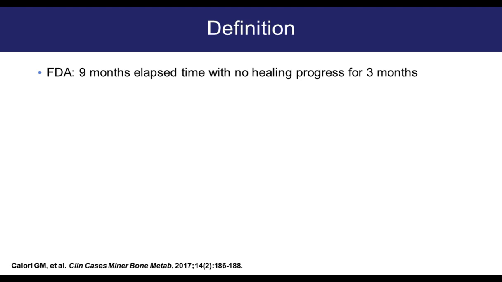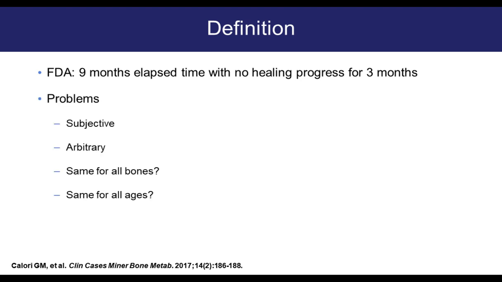Now, the FDA defines non-union as 9 months of elapsed time with no healing progress for a 3-month period. I think there's some real challenges with this definition. I think it's subjective. I think it's arbitrary. It's the same for all bones.